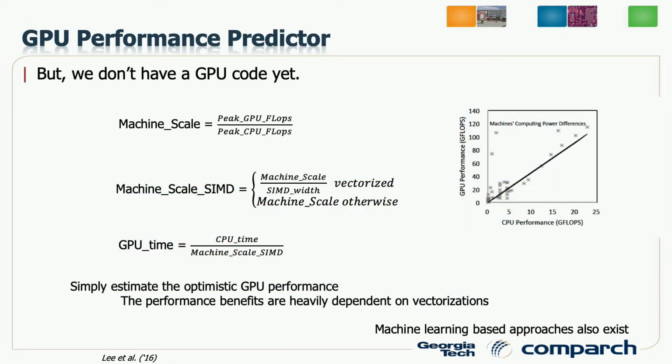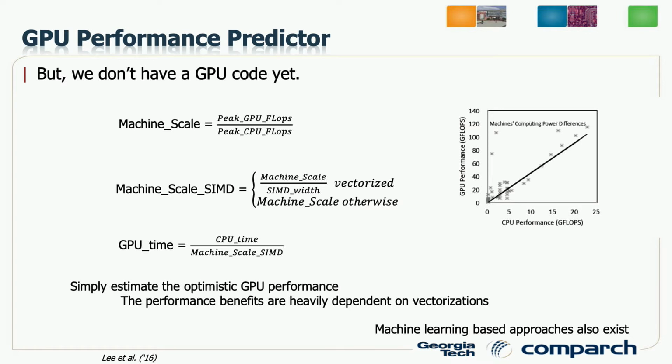But the problem, going back to the original problem, is that we only have the CPU code. Then how do you predict the GPU execution time? Because we don't have GPU code, we cannot use this kind of analytical model.